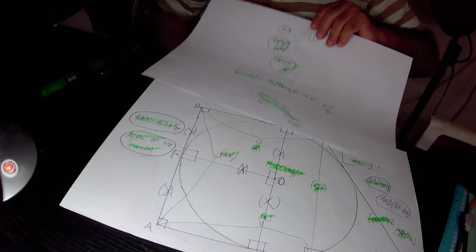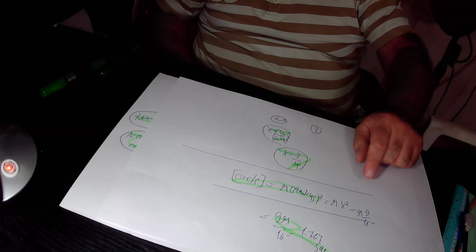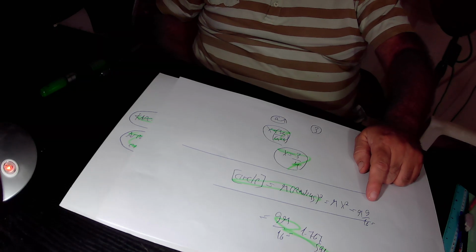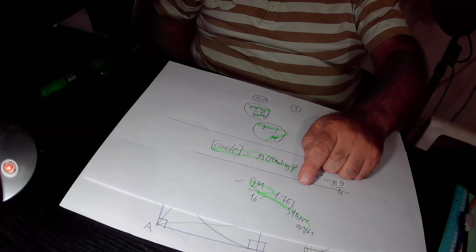So in total, we should find out that the area of this circle, that is the area that we are looking for in this question, is equal to 9 pi over 16 square units in size, or in terms of numbers, the area of this circle equals 1.767 square units in size.